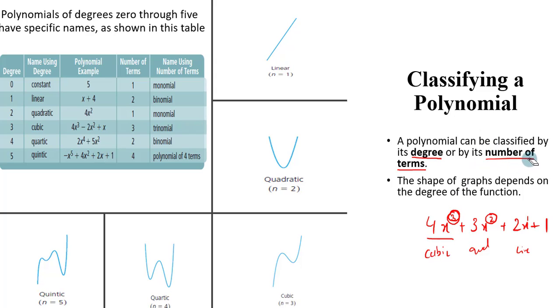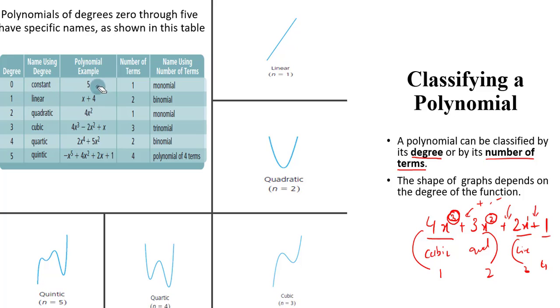Based on the number of terms, we can count the terms using the arithmetic operation, addition. Whenever we have a polynomial function with arithmetic operations like addition or subtraction, we have different terms: 4x cubed as the first term, 3x squared as the second term, 2x as the third term, and 1 as the fourth term. So let's see how the graph of the function also changes based on this classification.